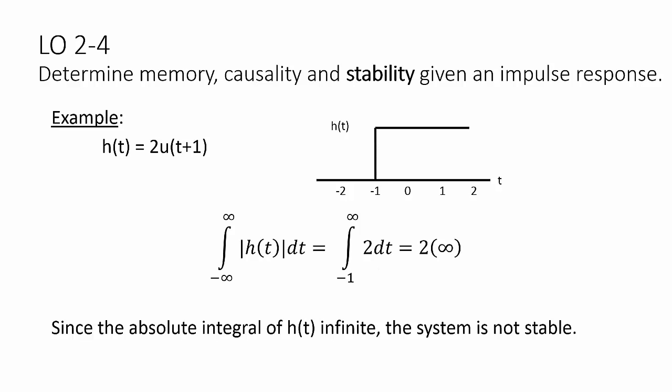Note that the system is not stable even though h of t does not go to infinity. h of t is bounded, but whether or not this h of t is bounded is totally irrelevant to this definition. When you're provided with an h of t, you need to calculate a sum or an integral and see whether that is infinity or not, and do not look at the amplitudes of your h of t or your h of n.